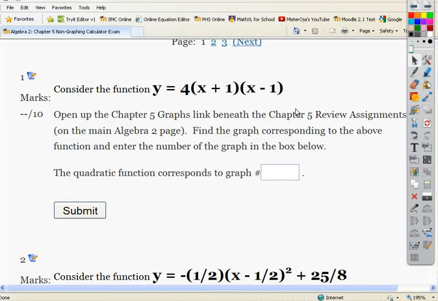There's going to be a lot of graphs on there that are going to open up, parabolas that open up. What's going to help us identify this one? The vertex would work, sure. Is there something maybe even easier?